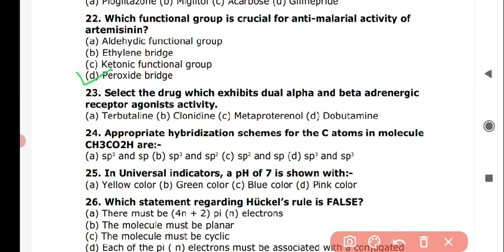Next question is select the drug which exhibits dual alpha and beta adrenergic receptor agonist activity. And the correct answer is option D, dobutamine. Next question is appropriate hybridization scheme for the C atoms in molecule CH3COOH are, and the correct answer is option B, sp3 and sp2.